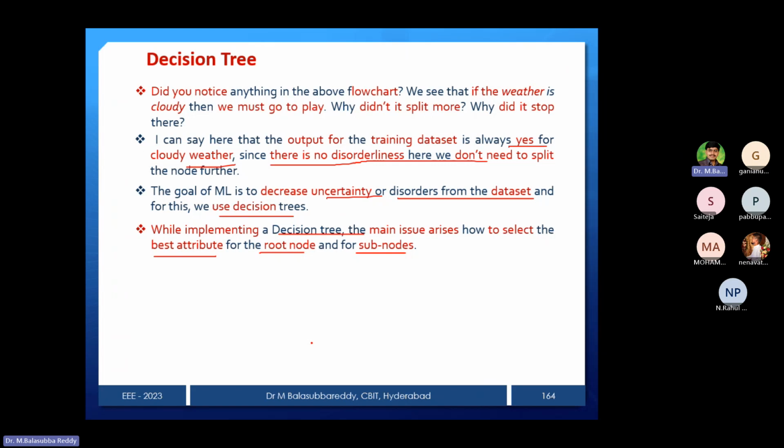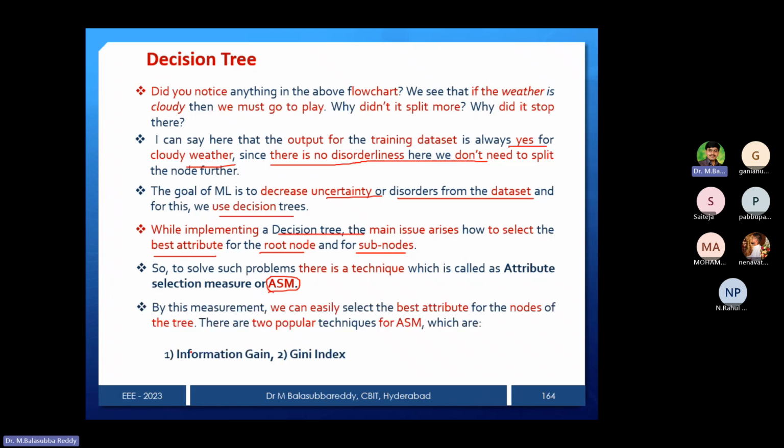Otherwise, what will happen if you select another one as the root node? It will take time to get your result and it will lead to inaccuracy. So that is also a major problem. That is the reason we have to select the root node carefully. To solve such a problem, there is a technique called attribute selection measure, that is ASM. This is the technique we use to select the root node. With this measure, you can easily select the best attribute for the nodes.